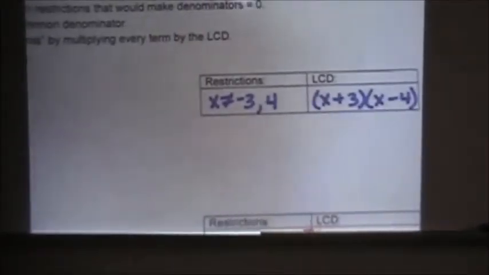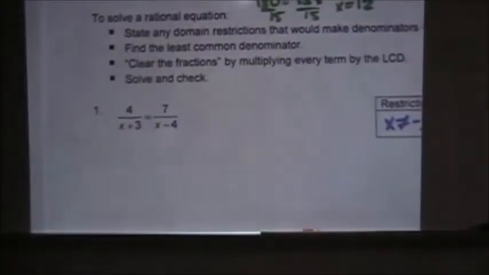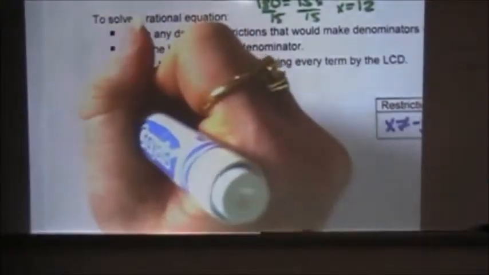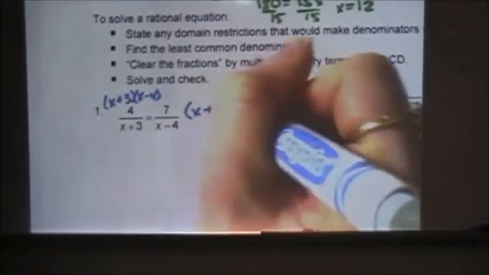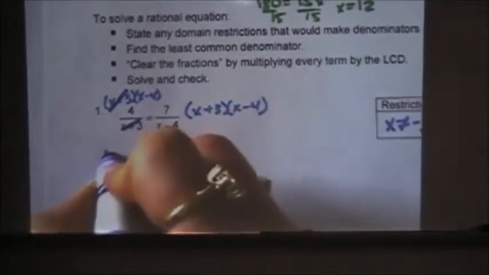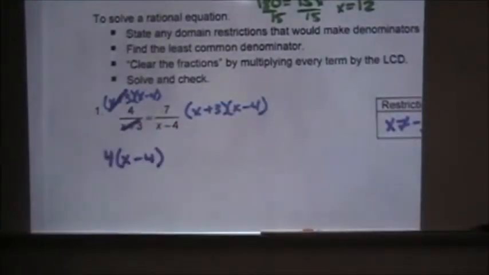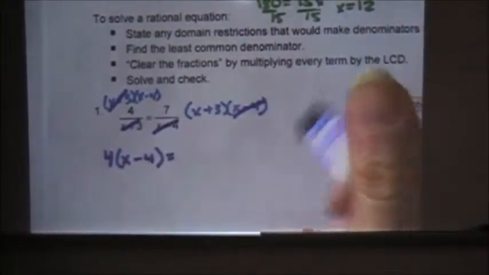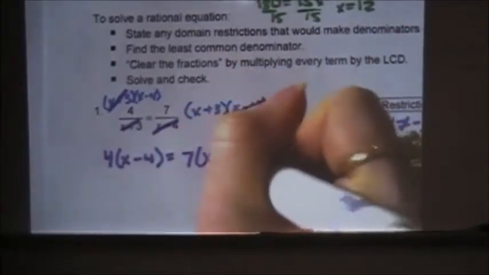Well, we're going to do the same thing with these rational expressions. I've already come up with my LCD, my x plus 3 times x minus 4. Now I'm just going to multiply every term by that LCD. So my first term has to be multiplied by x plus 3, x minus 4. And my second term has to be multiplied by x plus 3, x minus 4. Well, on my first term, my x plus 3's cancel and leave me 4 times x minus 4. In my second term, on the other side of the equal sign, my x minus 4's cancel out and leave me 7 times x plus 3.